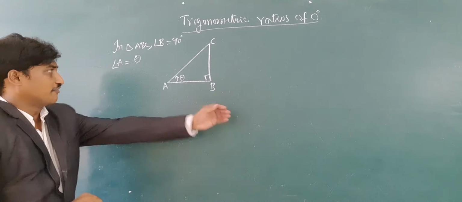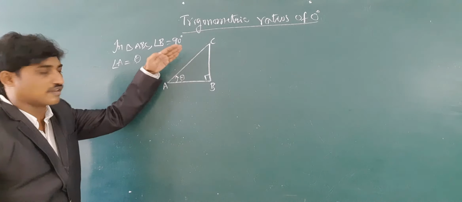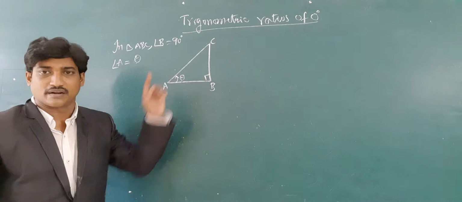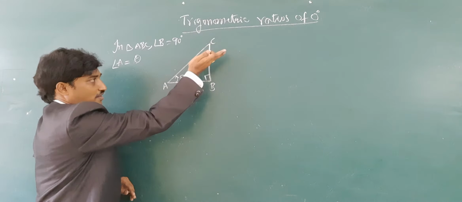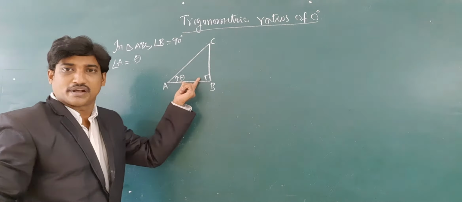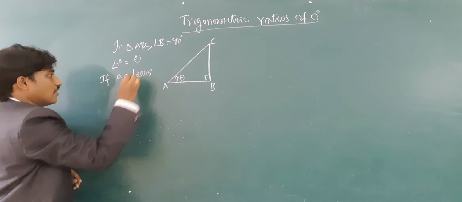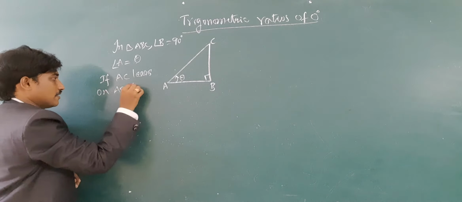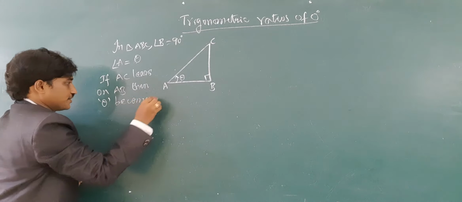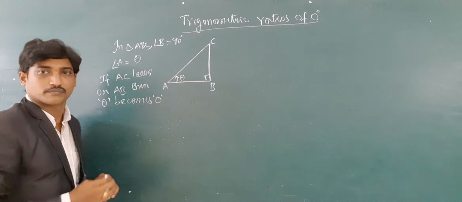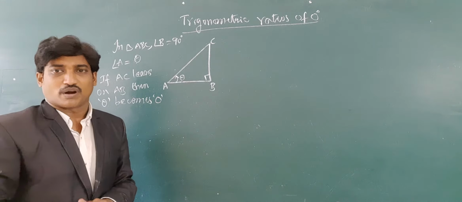Here, the side AC, we know AC is the largest side than any other side in a right angle triangle. If AC leans on AB, then theta becomes 0. If theta becomes 0, then what happens?